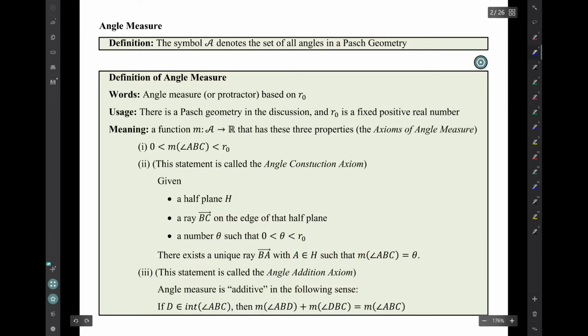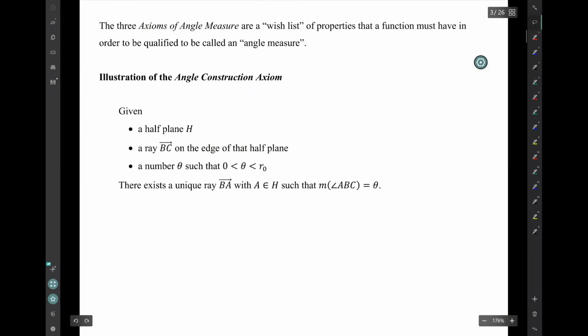Statement number 3 of the definition of angle measure is called the angle addition axiom. It says that angle measure is what's called additive in the following sense. If a point D is in the interior of an angle, then the measure of these 2 angles that are created add up to the measure of the angle that you started with, angle ABC. These 3 axioms of angle measure are a sort of wish list of properties that a function must have in order to be qualified to be called an angle measure.